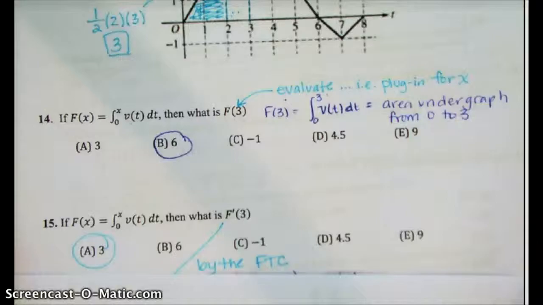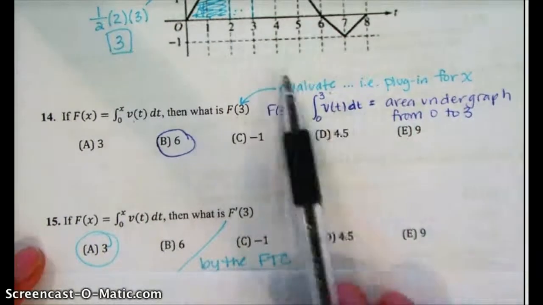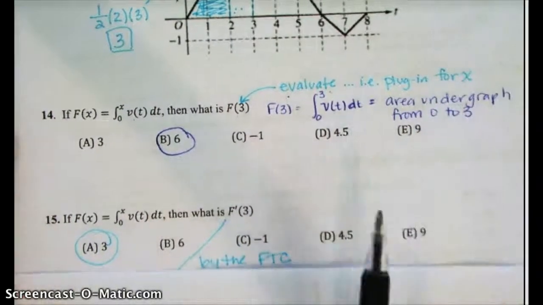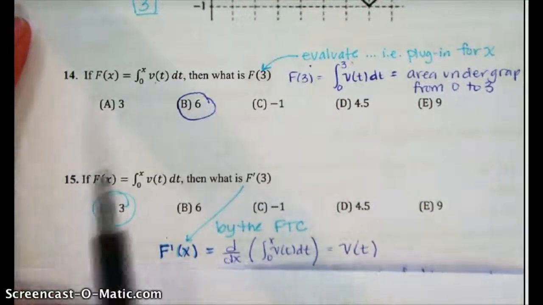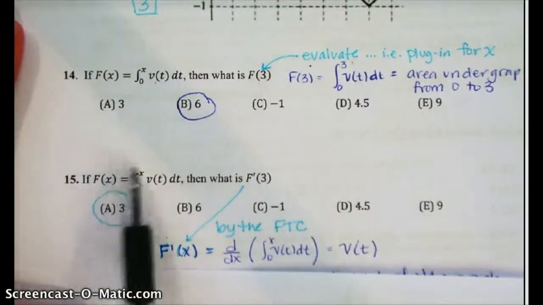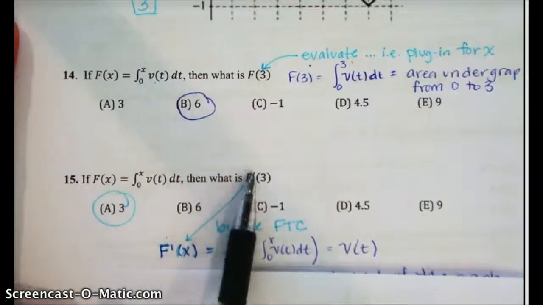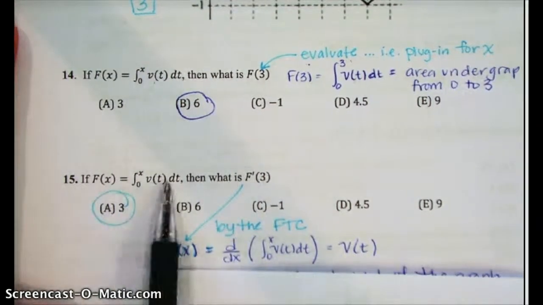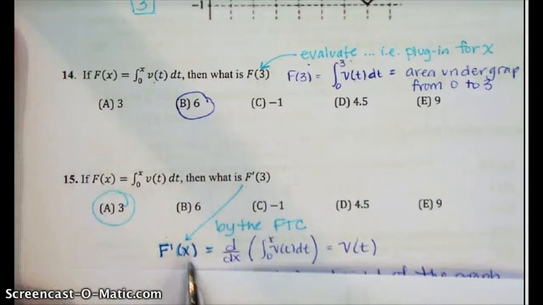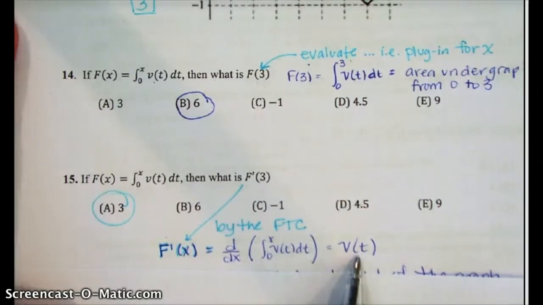Question 15. Question 15 is related to the same graph, which I can't totally show you, so I'm going to try and zoom it back and forth here. So what you need to recognize, again, is that if f is the integral of v, then f prime, the derivative of f, is actually just v itself. The derivative of the big F function, which is this function, is just v of t. That's the fundamental theorem of calculus.